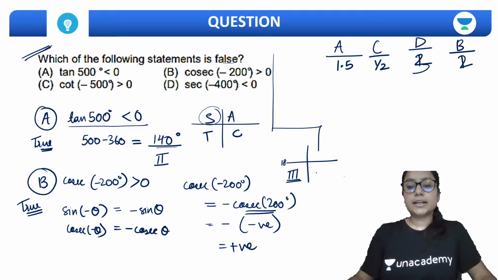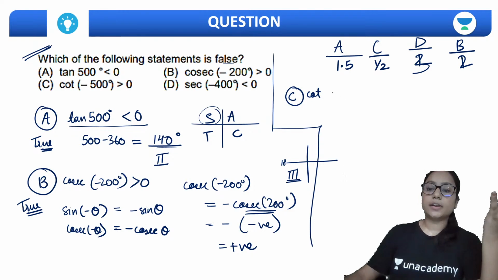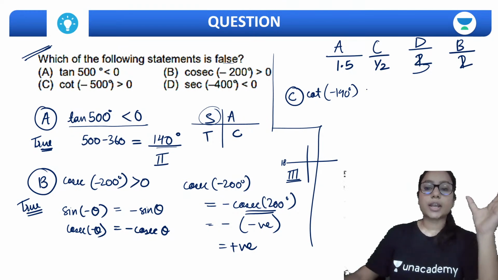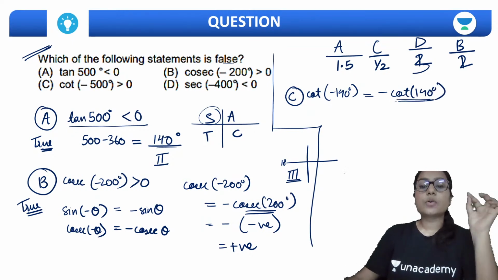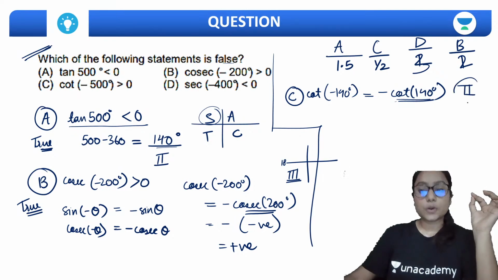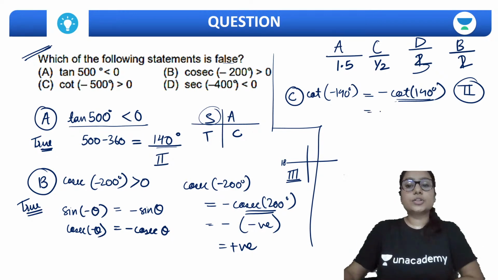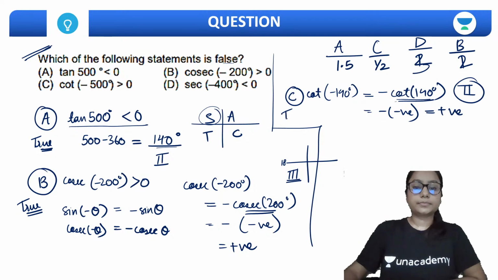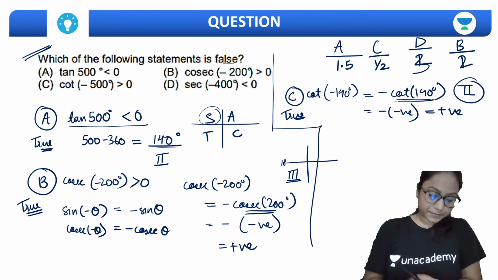Now, let's see the next one. Option C. It is cot minus 500. So, minus 500 we can write as minus 140, after subtracting 360. So, this will also be minus cot 140 degrees. What is it? Which quadrant is cot 140 in? This belongs to the second quadrant. And in the second quadrant, cot is negative. So negative into negative value again gives you a positive value. So this is also a true statement.